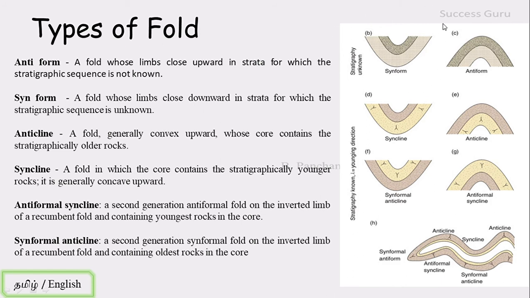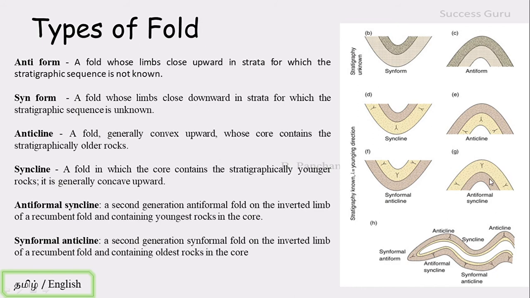Synform means we don't know the stratigraphy. Syncline means the younger rock in the center. Synclinal antiform means older rock in the center. You got it? The same way you can compare the anticline, antiform, and antiformal syncline.